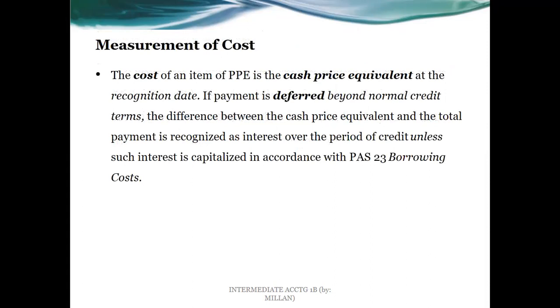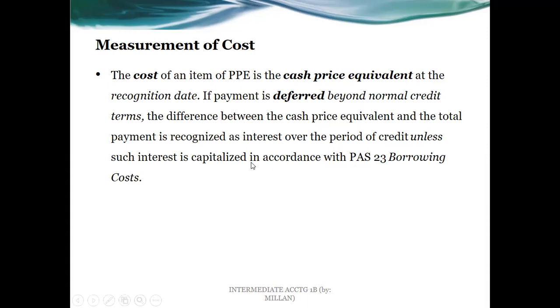Then measurement of cost. The cost of a PPE shall be recognized at its cash price equivalent at the recognition date. Cash price equivalent is the amount that, for example, if we are going to acquire an asset on installment basis where we pay certain amounts all throughout the period, let's say months or quarters or years, we will convert that into a value that, if we buy it on cash basis, how much would that be? That's the cash price equivalent.